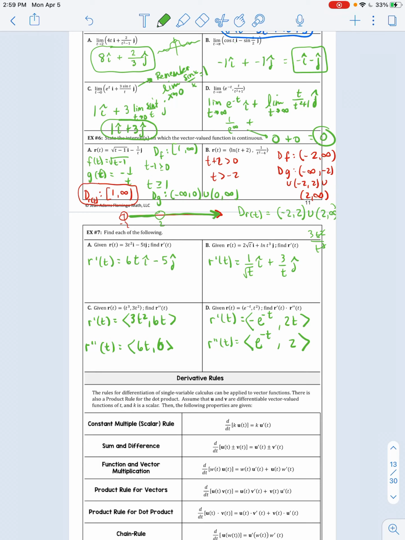And I just noticed this is a dot product. So this is r prime of t dot product r double prime of t. And so that's going to give us negative e to the negative 2t plus 4t. And remember, this is a scalar.